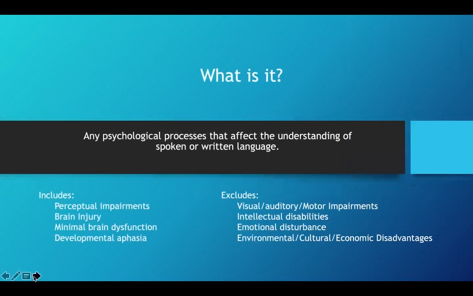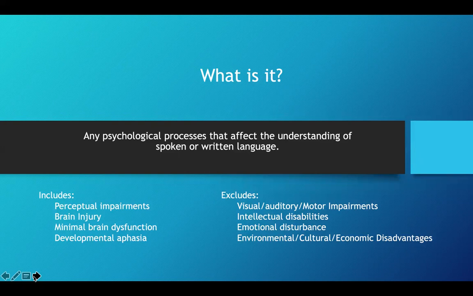What is it? It is really any psychological process that affects the understanding of the spoken or written language. There are some things that learning disabilities include, but there are a lot that they aren't as well. This includes perceptual impairments, brain injuries, minimal brain dysfunction, and developmental aphasia.